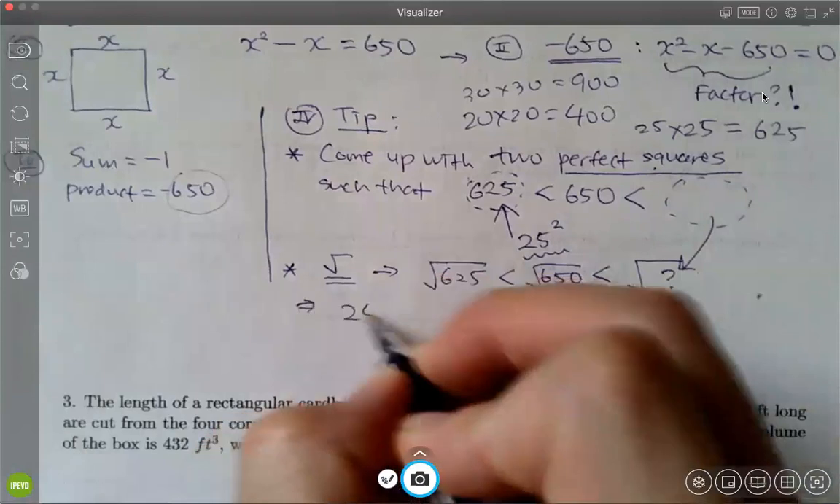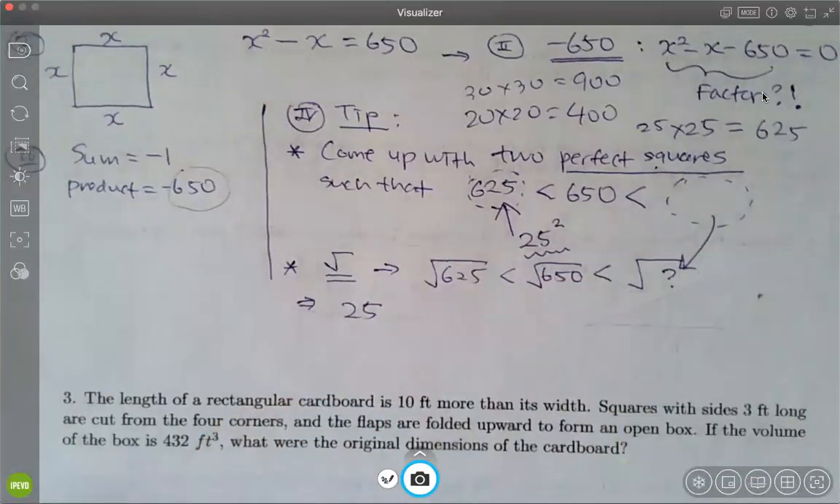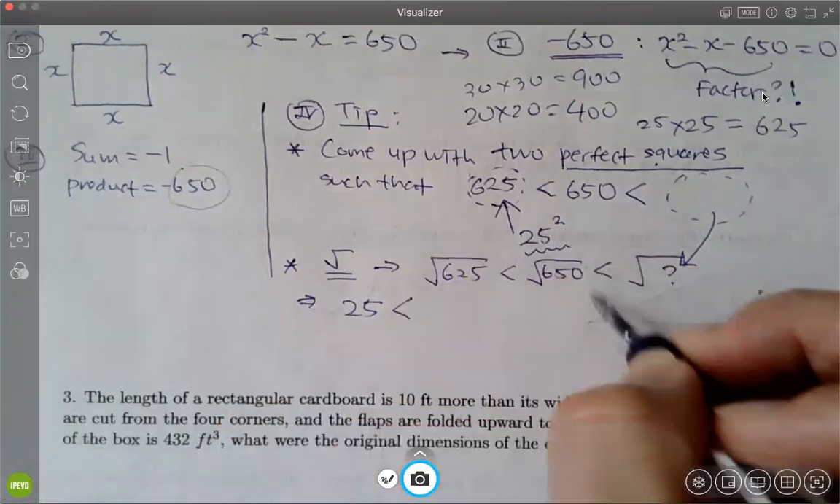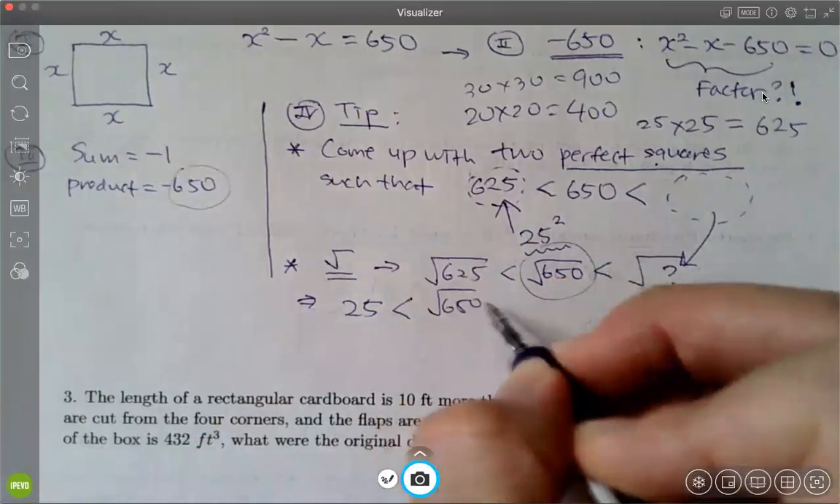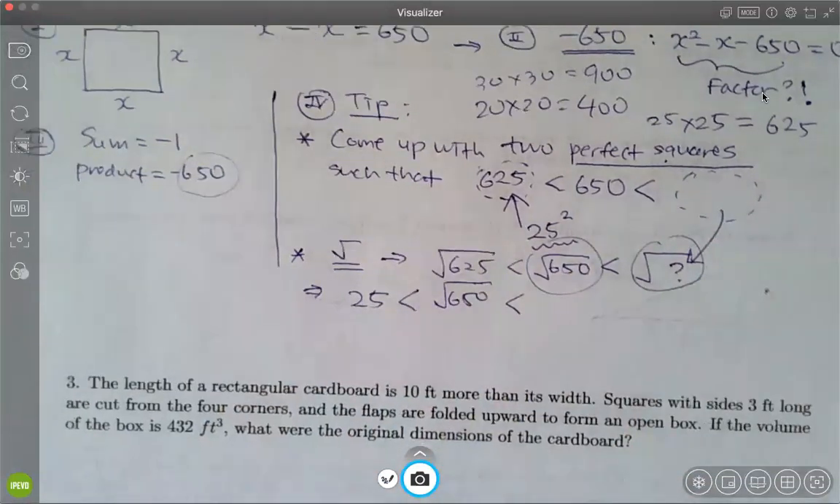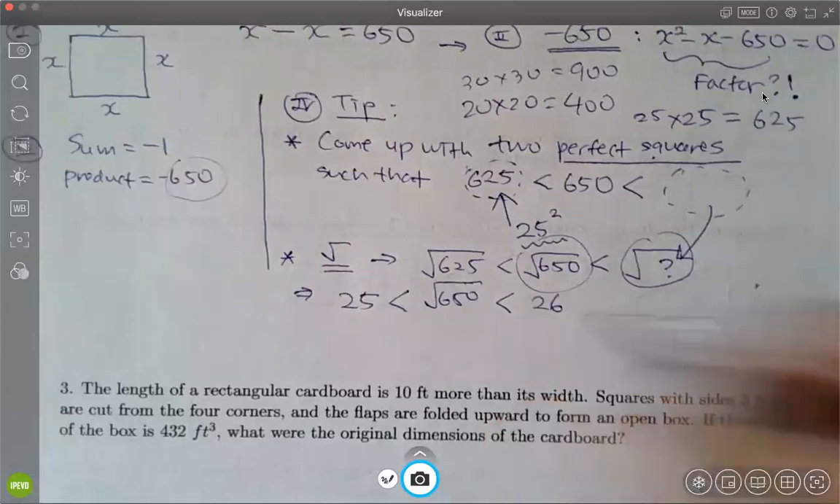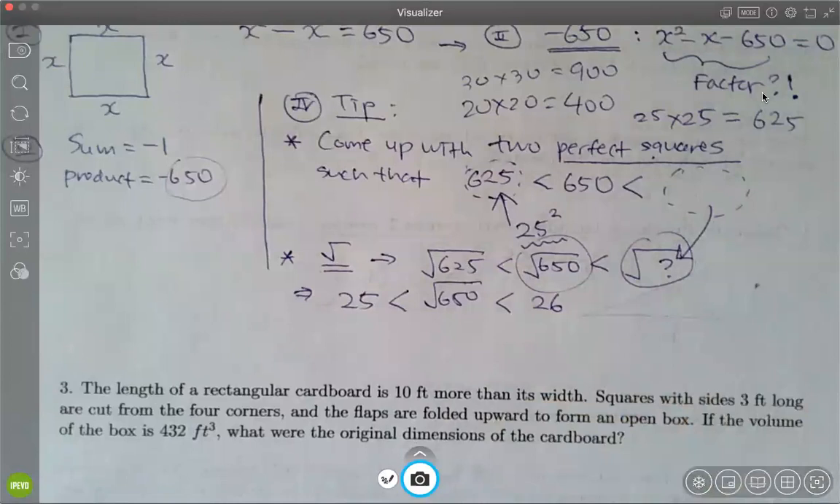25, right? Because 25 squared is 625, so its square root has to be 25. And that we don't know. Now, what is the square root of this number? 26. 26, yes. Do you see why? Because we don't know what this perfect square is, but it has to be the next largest number after 25, right? So it has to be 26.